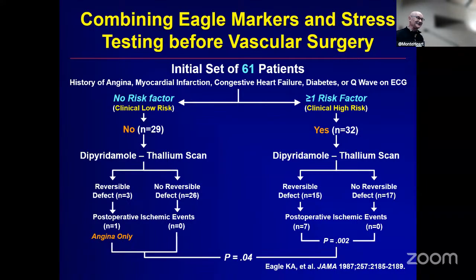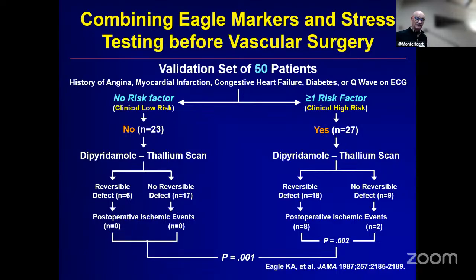Now, I showed this to my mentor, who's an epidemiologist, and he said, you know, Kim, you're not very smart. You developed your model based on a training set, and it's completely biased. I don't believe you. I said, okay, well, I'll do 50 more patients. So I did the next 50 patients coming through the lab facing vascular surgery. If they had no markers of risk, even though there was reversibility in 6 of them, there were no events. But if they had markers and a positive stress test, this is where the MIs and deaths were. There were no MIs and deaths here.